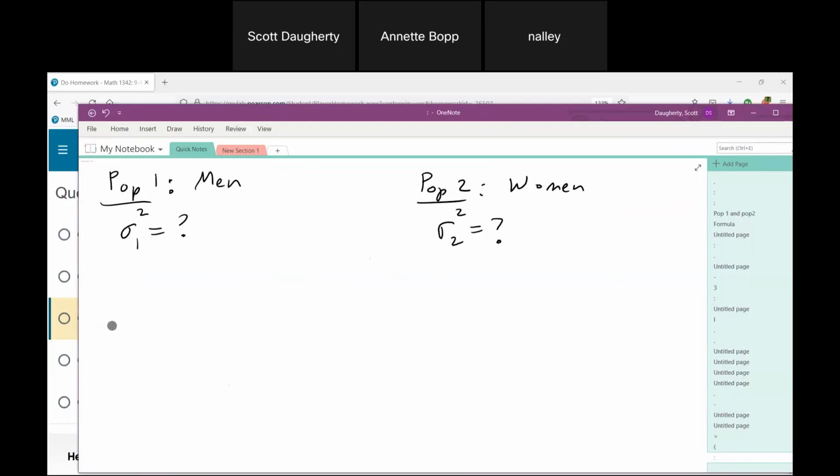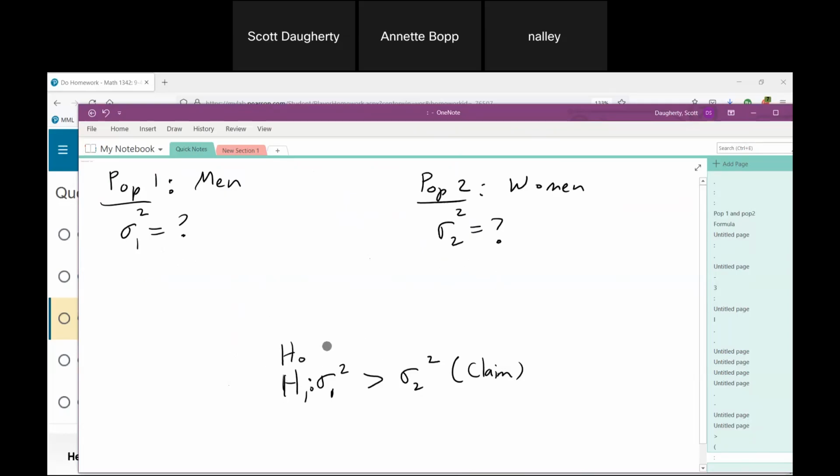So the claim is, so let's start the hypothesis test. Claim is that the number of words spoken in a day vary more for men than for women. So the variance, they're claiming this variance here is greater than this variance here. Right, so there's our claim. And that, of course, is the alternative hypothesis, right? Because it doesn't have the equal sign in it.